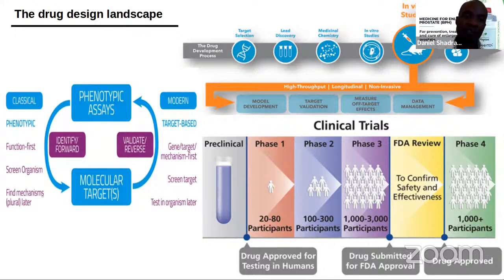So the classical approach of drug design was like, does it work? Does it function? Yes. Let's go and test it. But in the modern way, we start vice versa. We start by understanding the target, screening, developing some molecule against it, and checking and validating it. But in the classical one, the phenotypic one, we start with, does it work first?